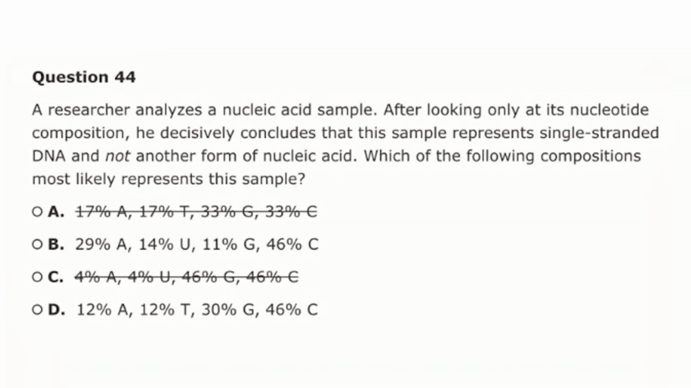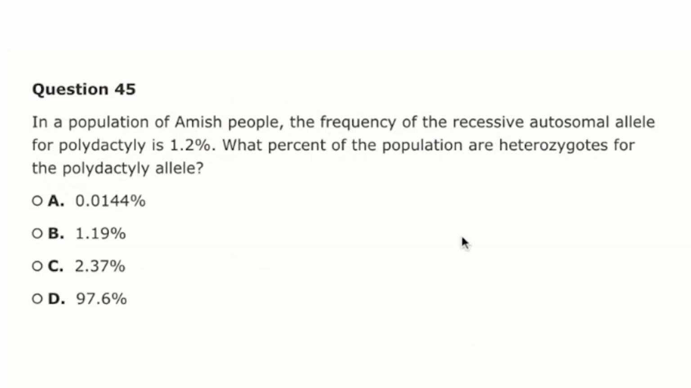So yeah, I agree. 12% A, 12% T. This is definitely the test designers trying to throw us off. But 30% G, 46% C. In a double-stranded piece of DNA, those proportions must always be equal. The fact that they are not means that this must be single-stranded. Alrighty, answer choice D for that one. Learned my mistake there. All right, question 45.